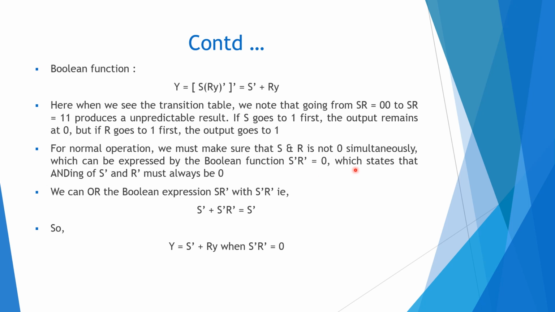So that is a 0 condition here, which states that the ANDing of S bar and R bar must always be 0. So we can OR the Boolean expression S R bar with S bar R bar, we can OR here because this value is 0. But you will get the expression which shows that it is S bar only. So the equation for the circuit is Y is equal to S bar plus RY when S bar R bar equal to 0. So this is the equation for the NAND latch without forbidden condition.